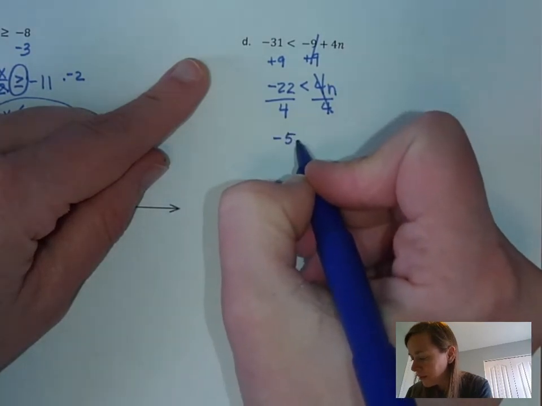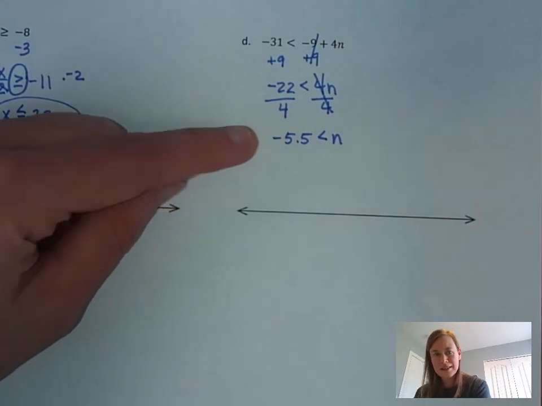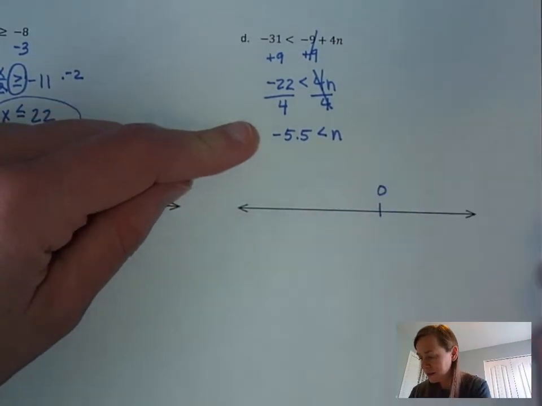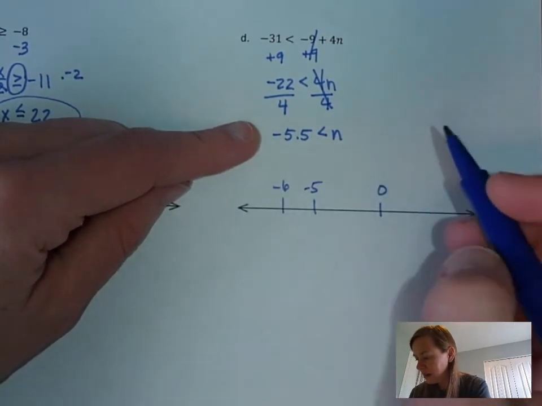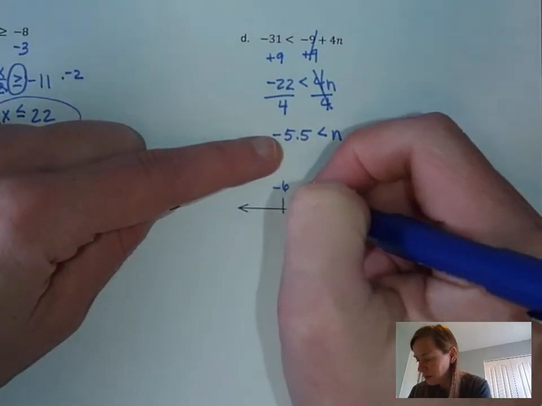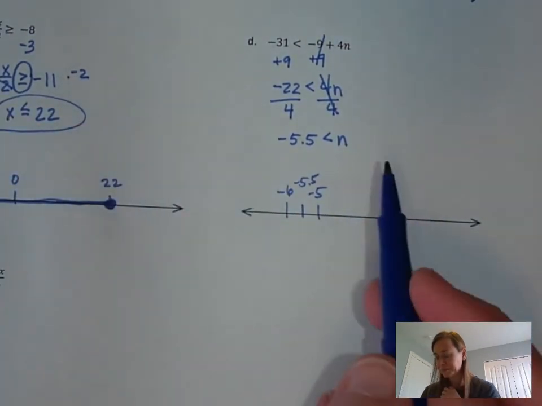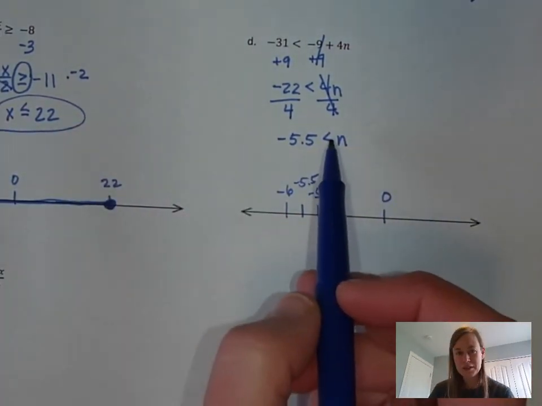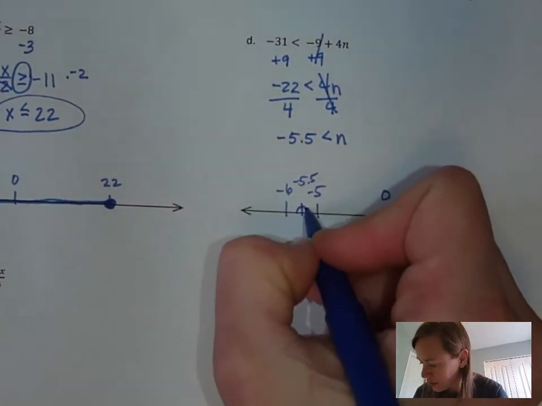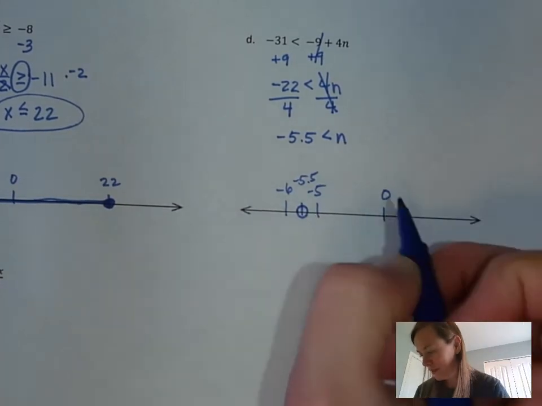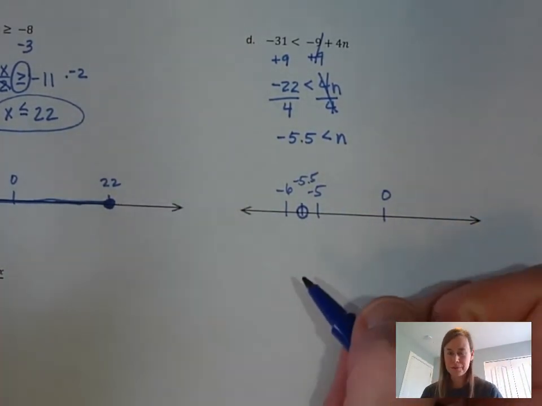So negative 5.5 is less than n. All right, let's get negative 5.5 on the graph. Here's our 0. I'll do negative 5 here, negative 6 here. So let's do, how about negative 5.5 right in between those two numbers. Okay, now open dot or closed dot? Open dot because there's no line underneath. So that shows us basically that negative 5.5 is not one of the answers. The answers come all the way up to that number, but it doesn't include that number.